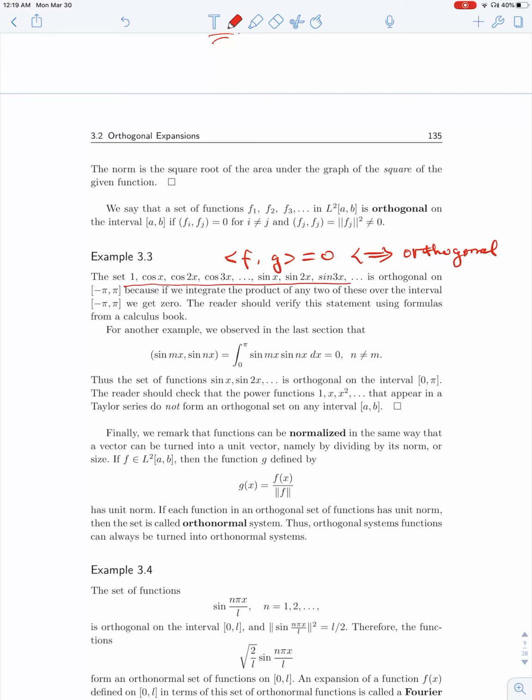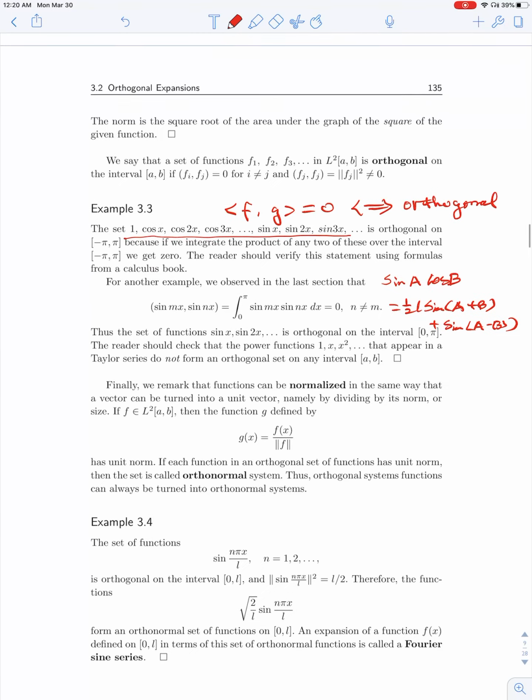Again, when you're trying to prove this kind of formula, you can use the trig identity I just wrote down. And another trig identity that is useful is sin A cos B equals 1/2 of sin(A plus B) plus sin(A minus B). Actually, this is plus. Okay, so these are useful formulas when proving this orthogonality.